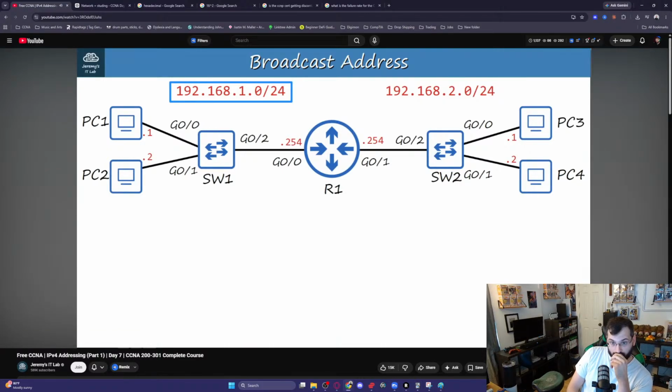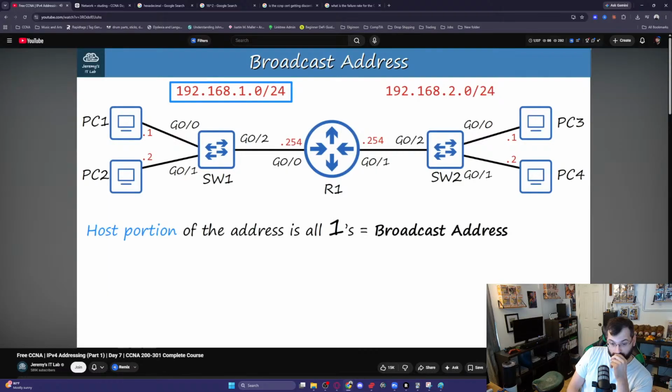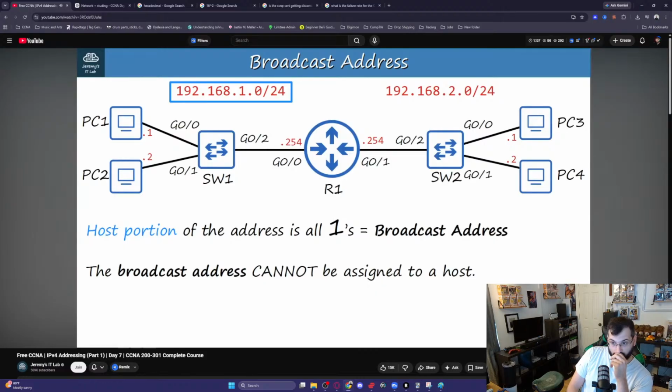However, the last address in a network, with a host portion of all ones, is the broadcast address for the network. Like the network address, the broadcast address cannot be assigned to a host. So, although it's the last address in the network, the last usable address is actually one under the broadcast address. In this case, that's 192.168.1.254, the address assigned to R1's G0/0 interface.